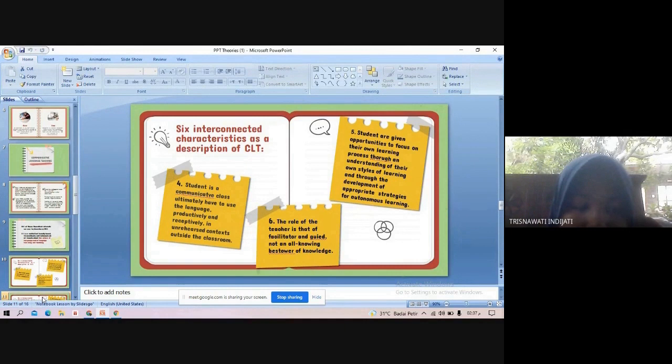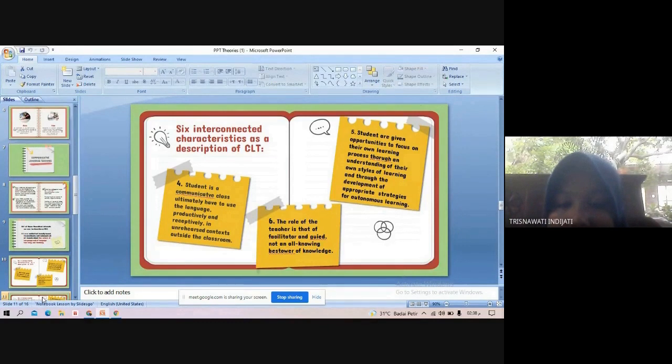Yang kelima, siswa diberi kesempatan untuk memahami bagaimana gaya belajar yang diinginkan, yang sesuai dengan dirinya, yang sesuai dengan bakatnya seperti apa, dan pengembangan yang seperti apa yang mereka inginkan secara mandiri. 6. The role of the teacher is that of facilitator and guide, not an all-knowing bestower of knowledge. Jadi peran guru itu cuma sebagai fasilitator atau pembimbing, bukan pemberi pengetahuan yang serba tahu.